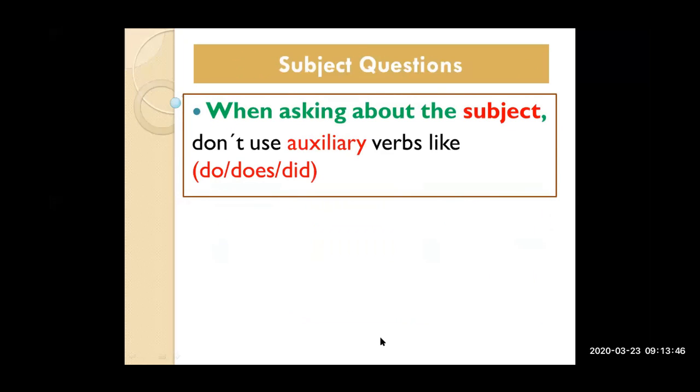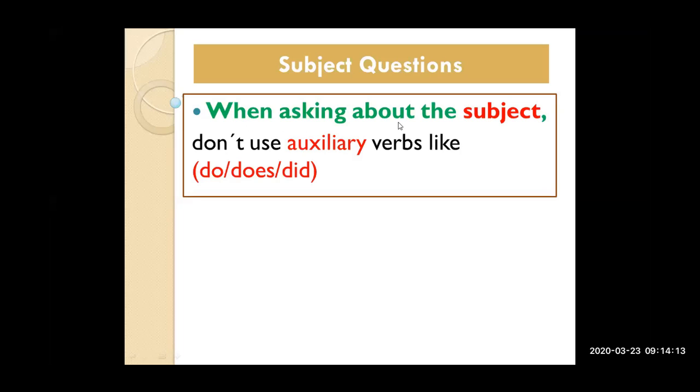Let's have more practice with more explanation. Please focus with me. If you focus on my explanation and take my notes into consideration, I promise you are going to make the right questions. Today we are going to learn how to form the right questions asking about the subject or asking about the object.